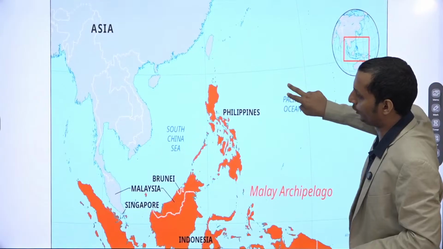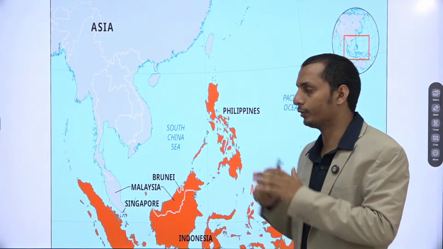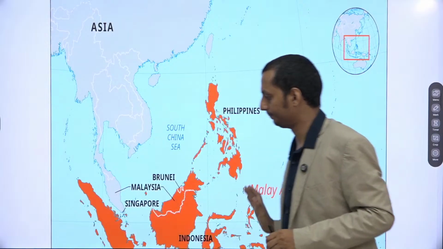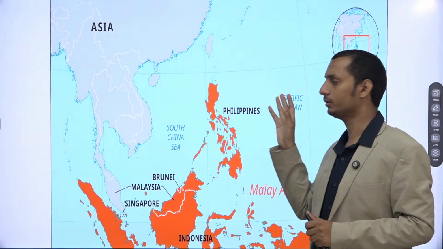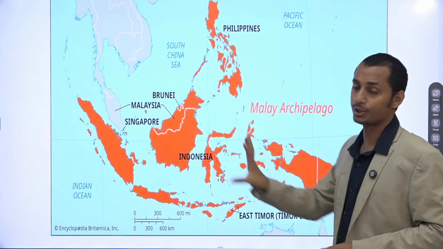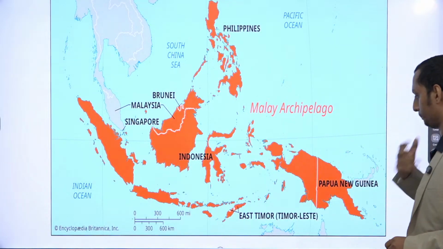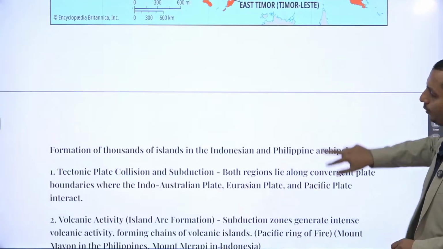Then you don't need to draw a world map regarding this. But you can draw from the eastern part, the Philippine Sea, the South China Sea, and all these areas, and try to draw a figure showing all these islands here. Now go for the formation.